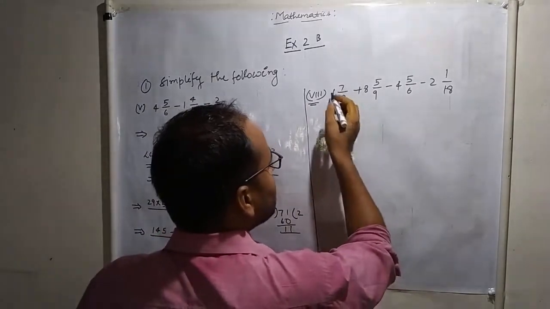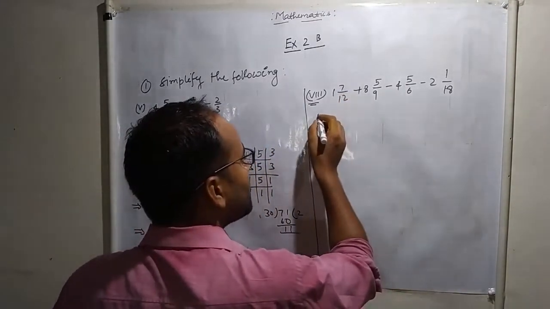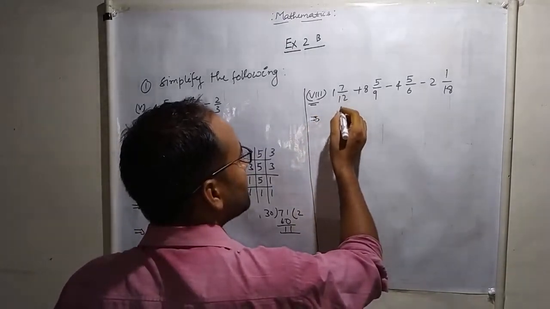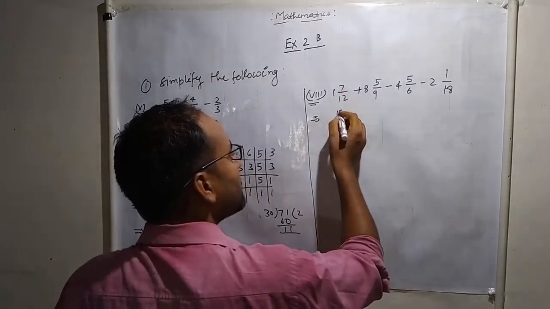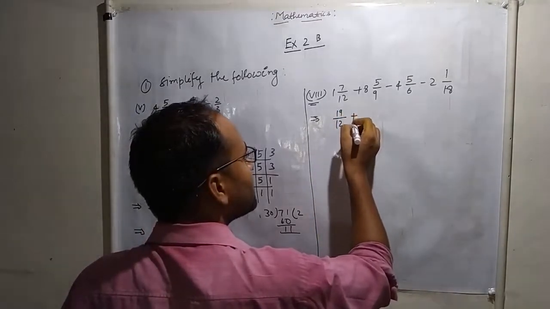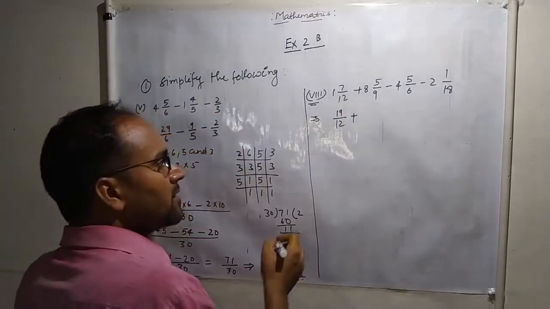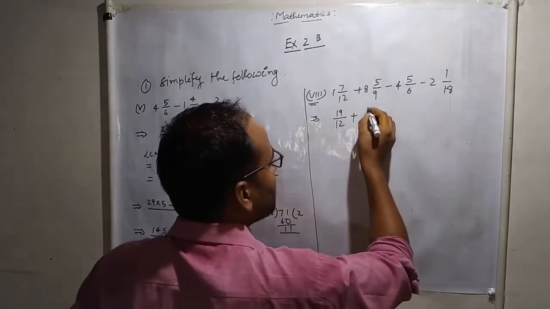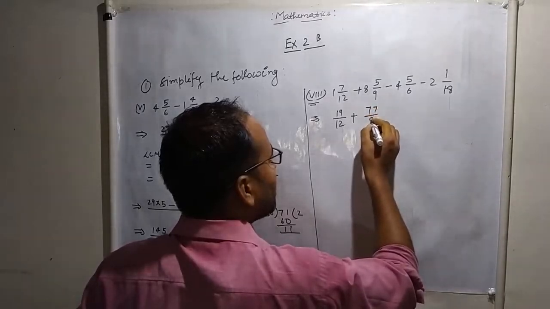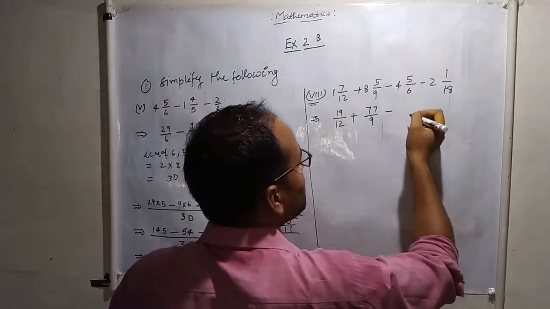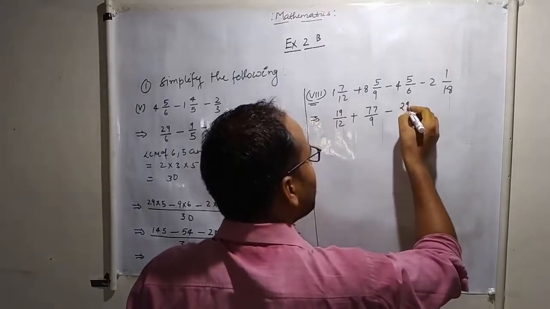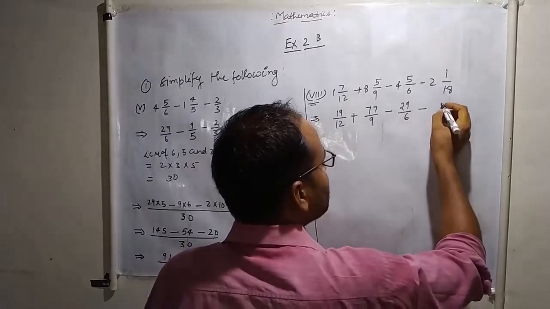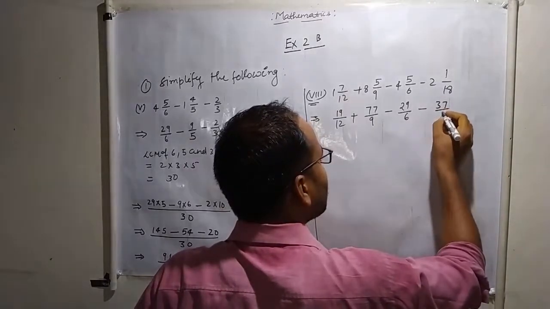Okay, so here 12 ones are 12, 12 sevens, change it into improper. You get 12 ones are 12 plus 7, 19 by 12 plus 9 8s are 72 plus 5, 77 upon 9, minus 6 4s are 24 plus 9, 29 by 6, 18 2s are 36, 1, 37 upon 18.